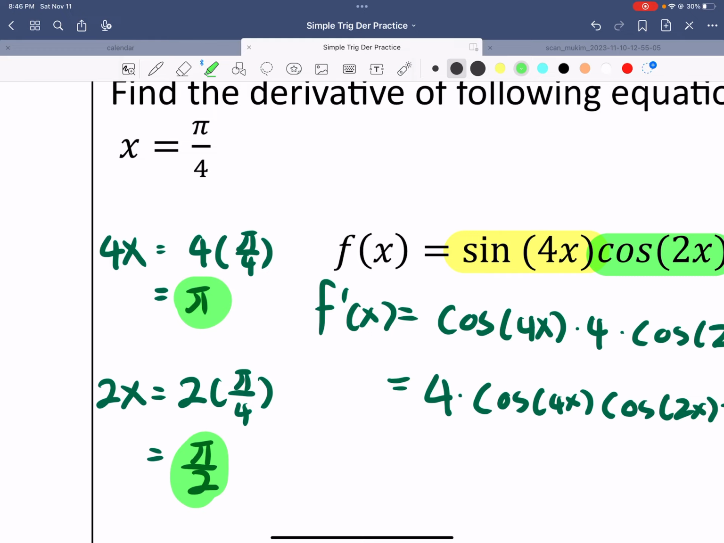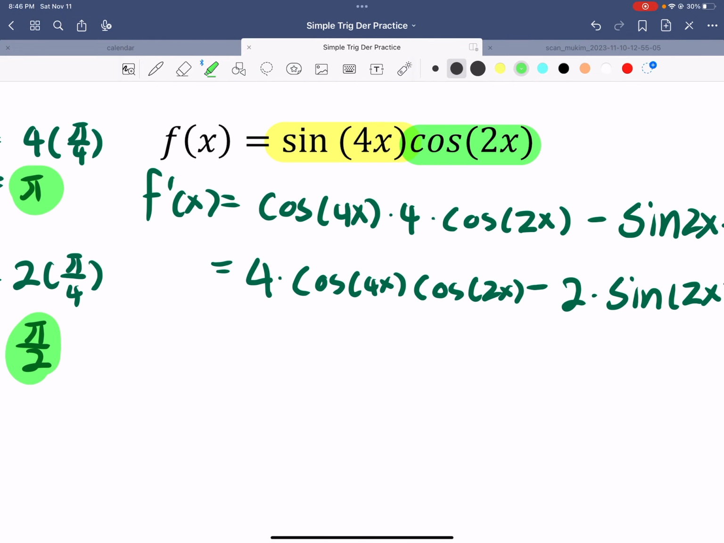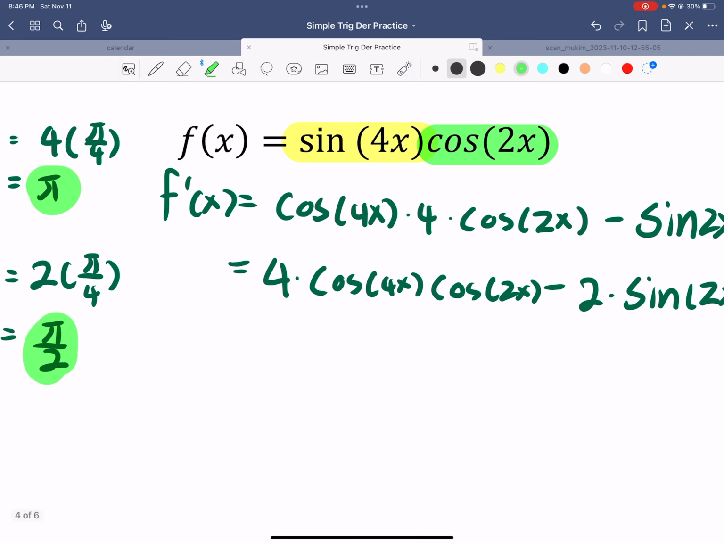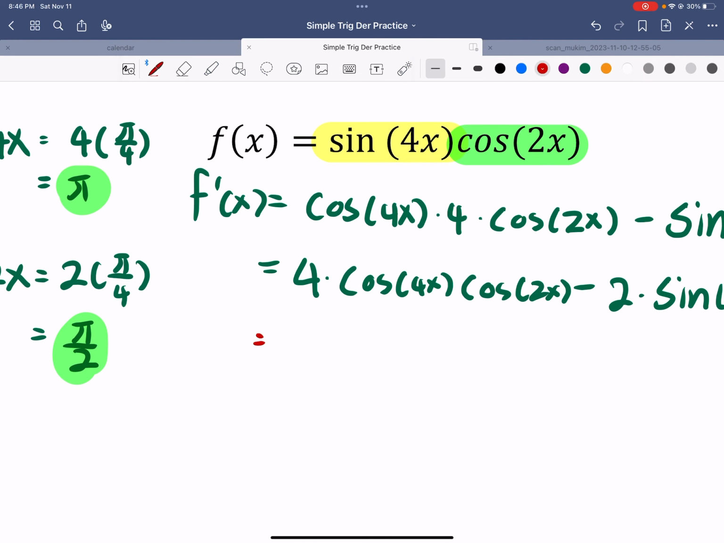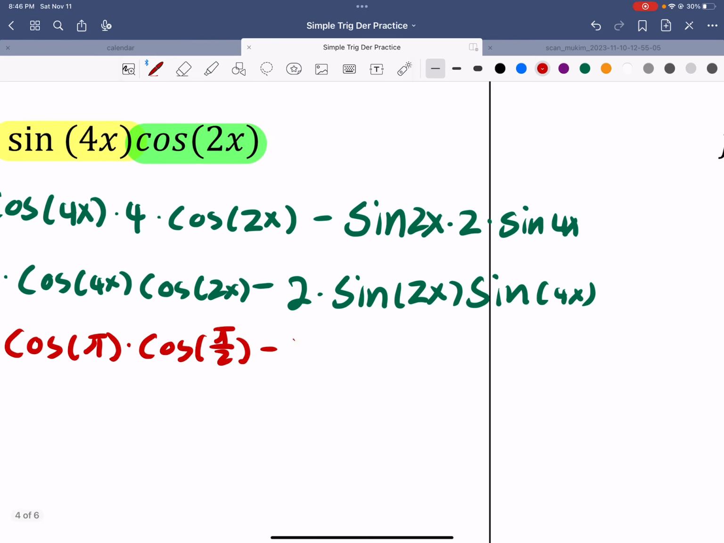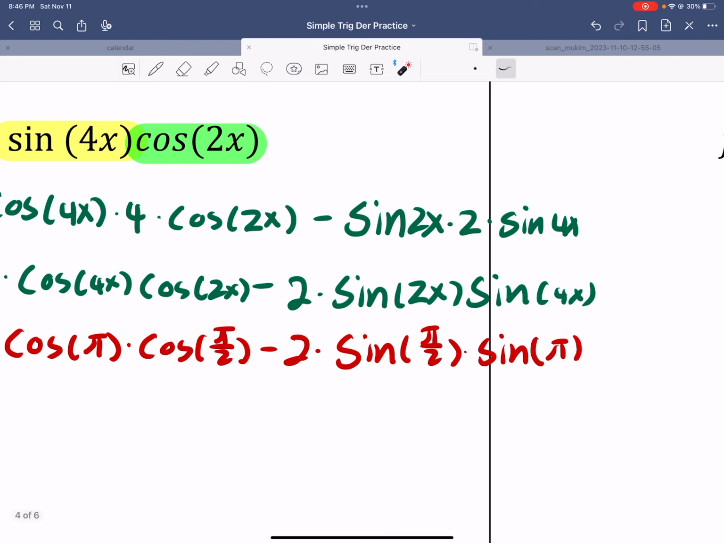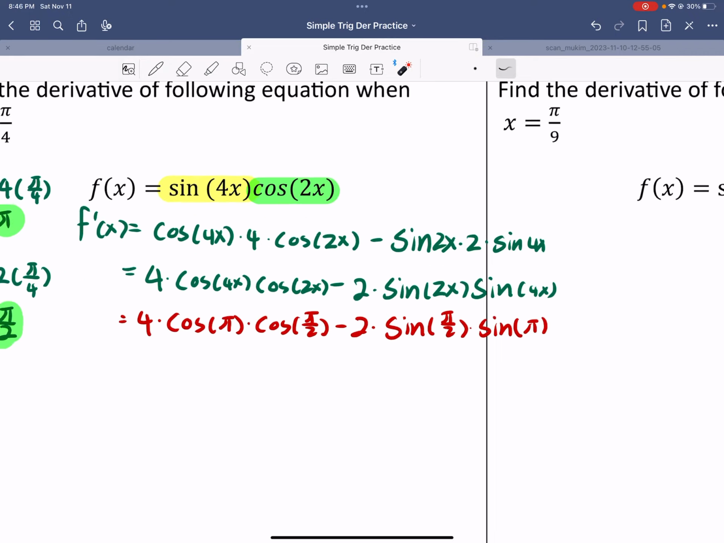Like this. So if I plug this number in, it's gonna be the same thing as 4 times cosine pi times cosine pi over 2, minus 2 times sine pi over 2 times sine pi. And as I said, you can swap this too, okay? It's not a big deal. So let's do this one.